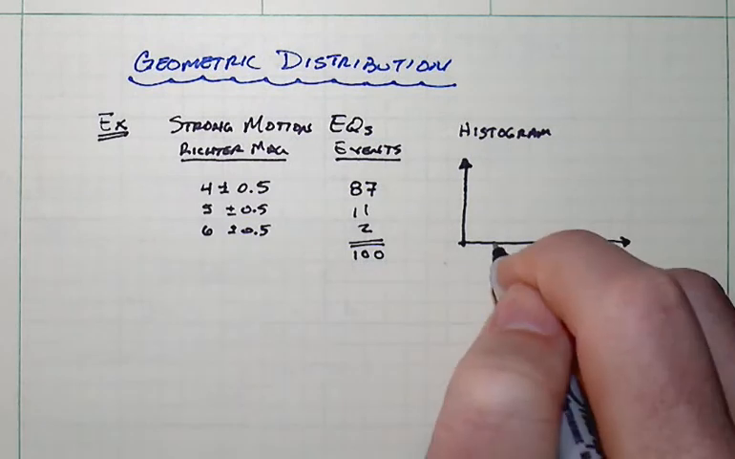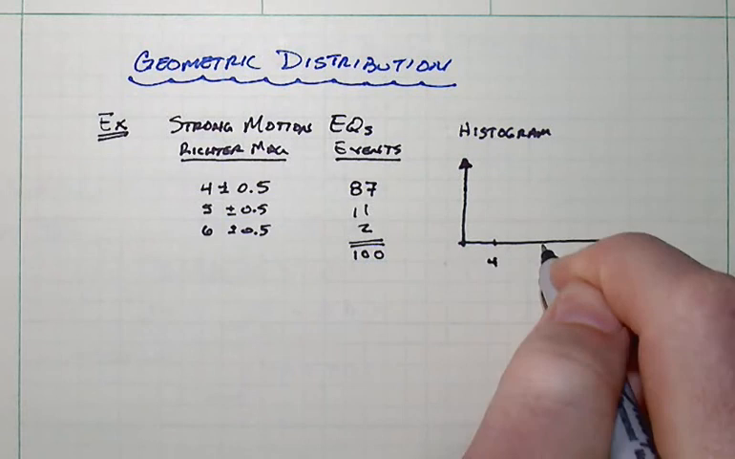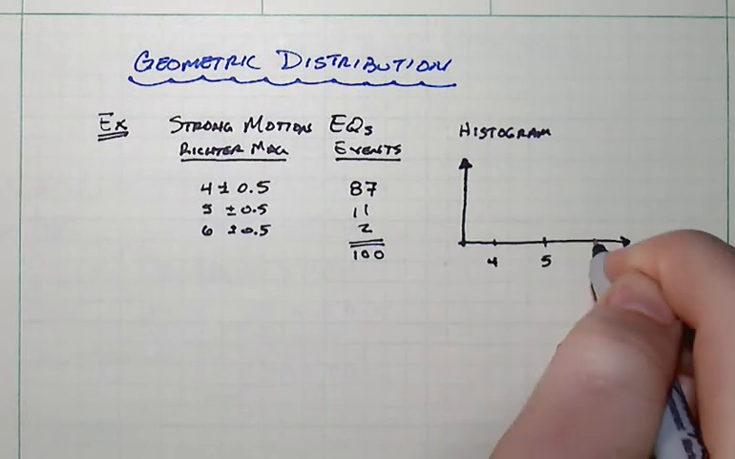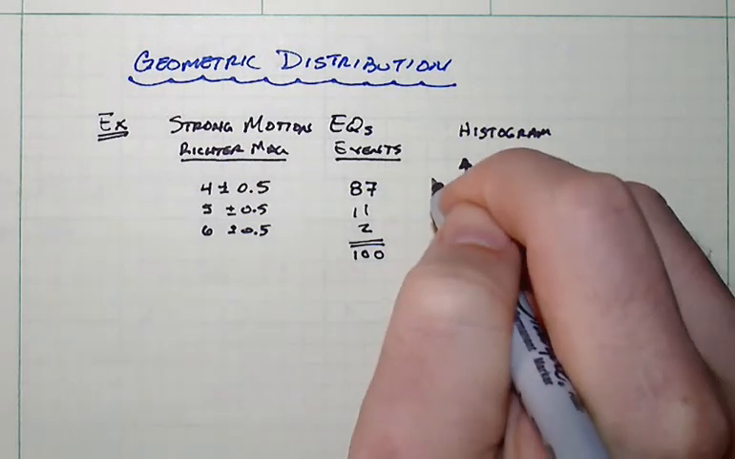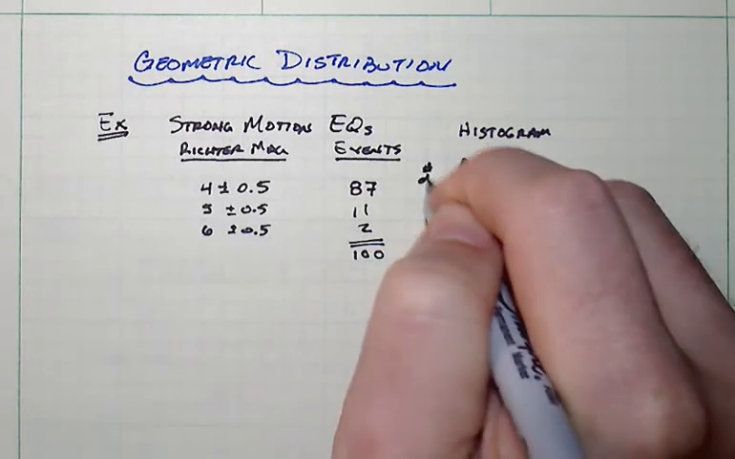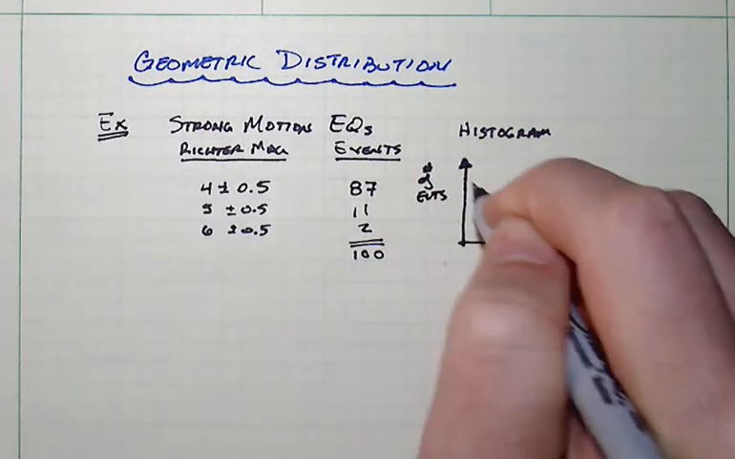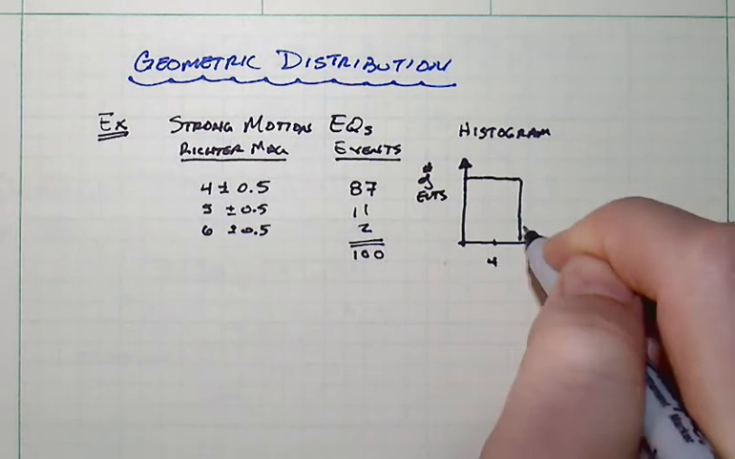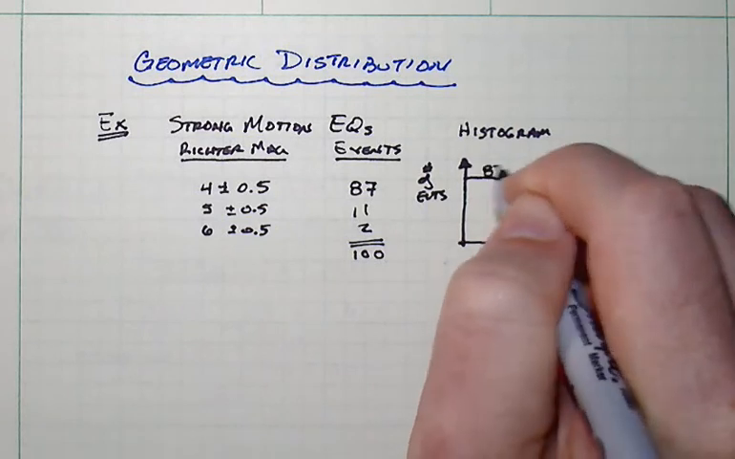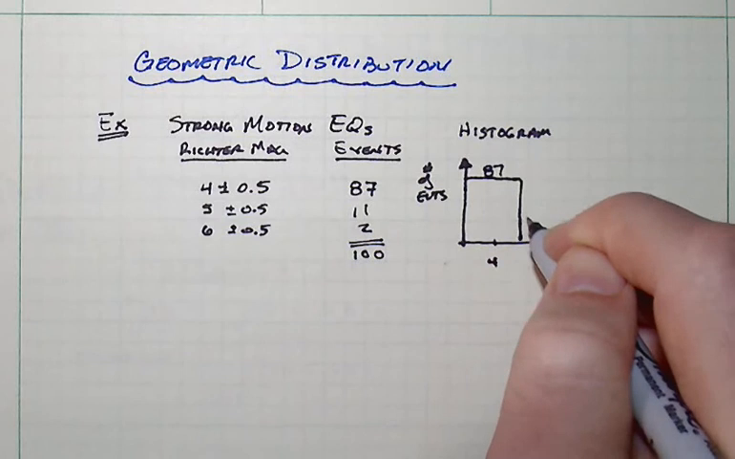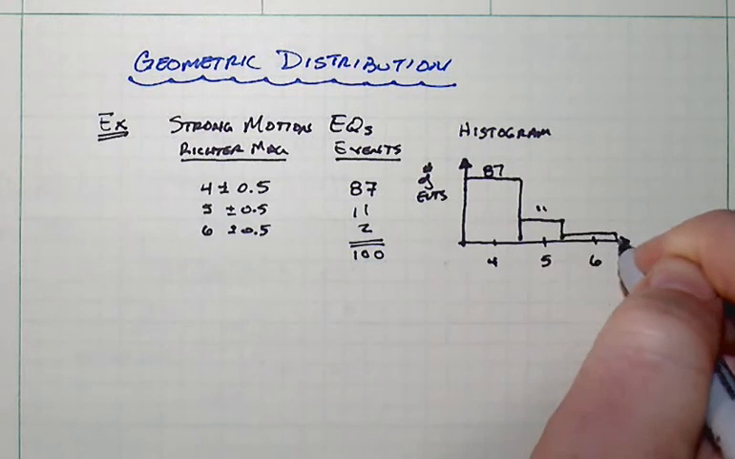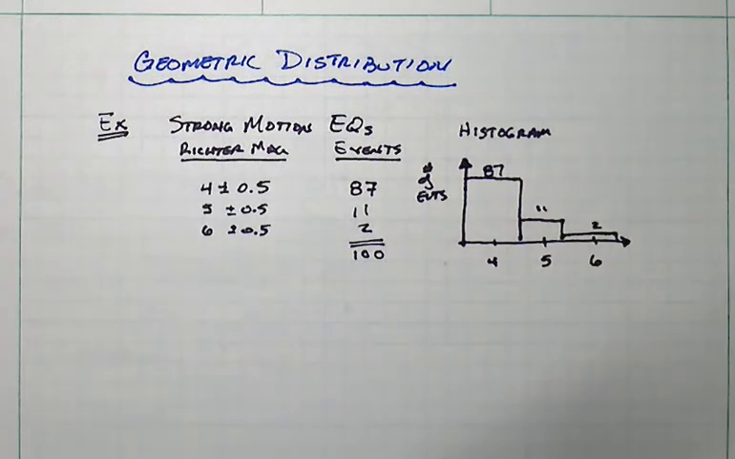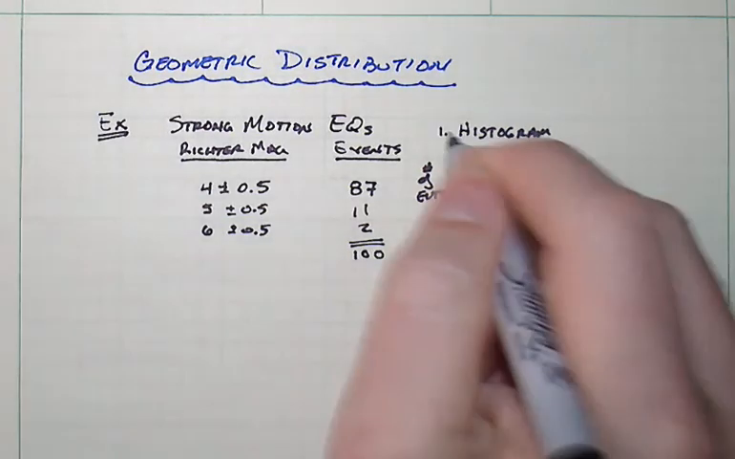And so we've characterized or discretized our data centered on these integers 4, 5, and 6. And if we plot here the number of events, then our first one is a real large bin that has, of course, 87, and then drops way down to 11, and then even further down here at 2. And we've got nothing on our record that says that we have earthquakes that are larger than that. And that's typically, when we look at data, our first thing that we're going to do.